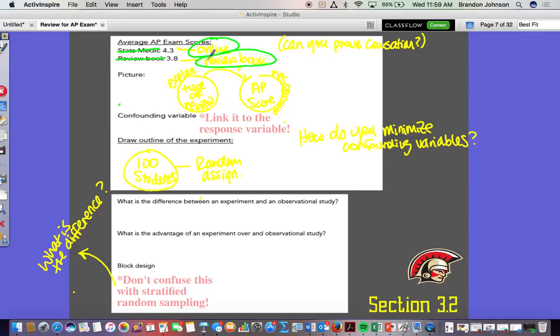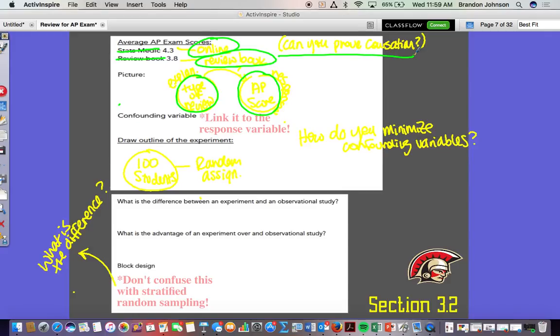Except I was talking about a scatter plot. We're doing an experiment based on a random sample here. But our explanatory is the type of review. The response is AP scores, all right? Now question, can I prove causation here? Yes. Yeah. Can I prove causation?